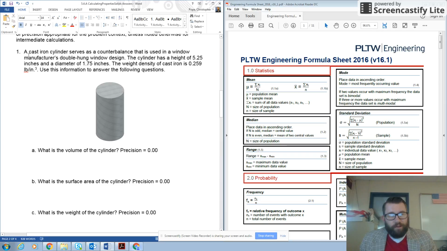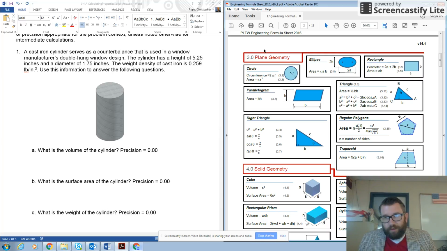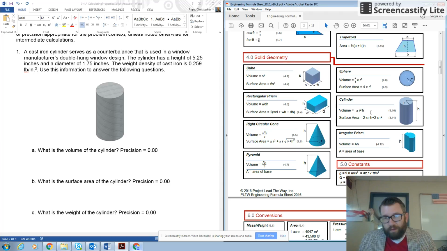It says a cast iron cylinder serves as a counterbalance that's used in window manufacturers' window design. The cylinder has a height of 5.25 inches and a diameter of 1.75 inches, and the density is 0.259 pounds per cubic inch. That's the information that we need. The first thing we come to is, what is the volume of the cylinder? I'm going to go to my formula sheet, plane geometry, and find the cylinder volume, which is right here.